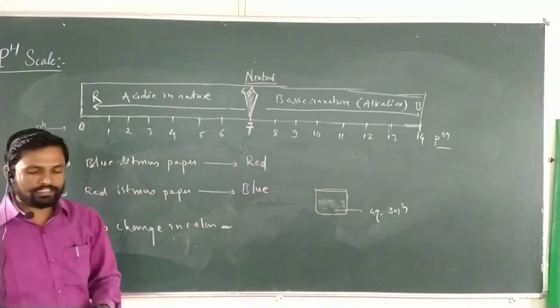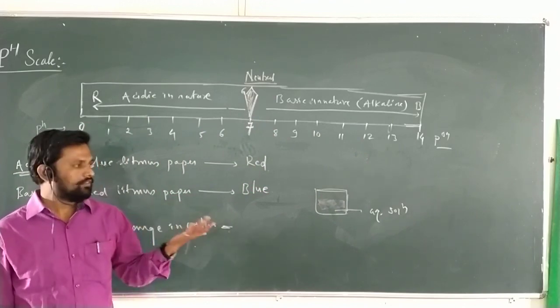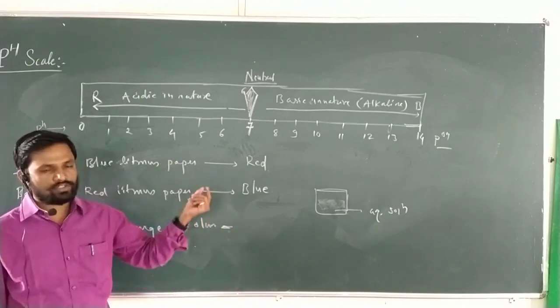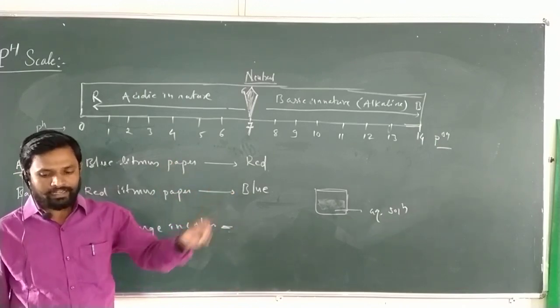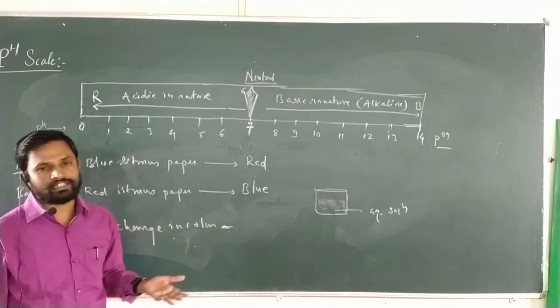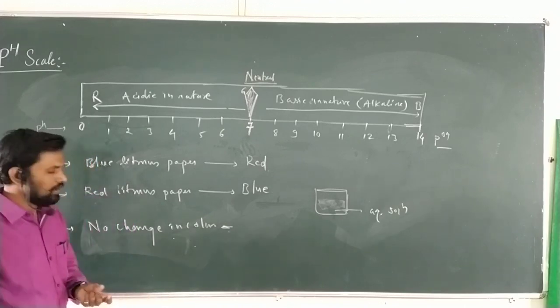Okay. There are 3 different measurements we have seen. Litmus paper is used for whether it is acidic or basic. pH paper can also be used for the ranges of that acidic or basic. And the digital meter, that is the pocket pH meter, can also be used for finding the pH of the given solution. Okay. I hope you understand.